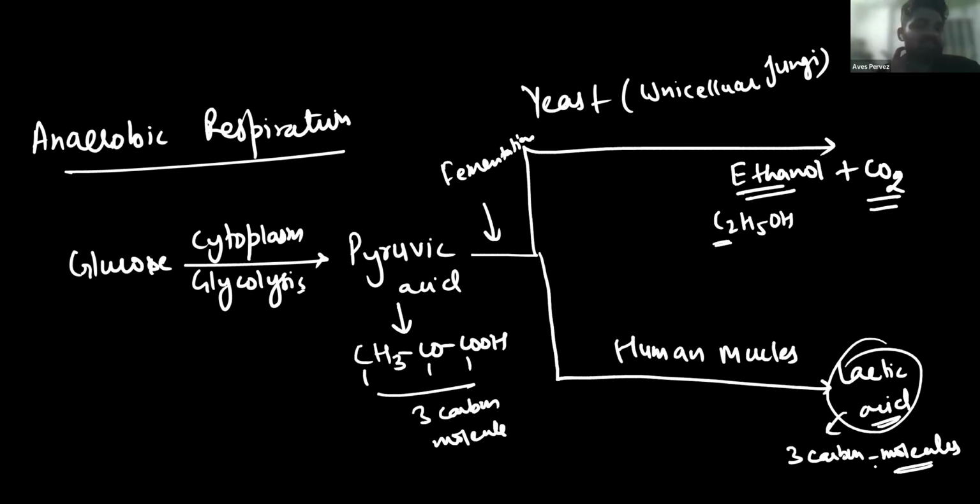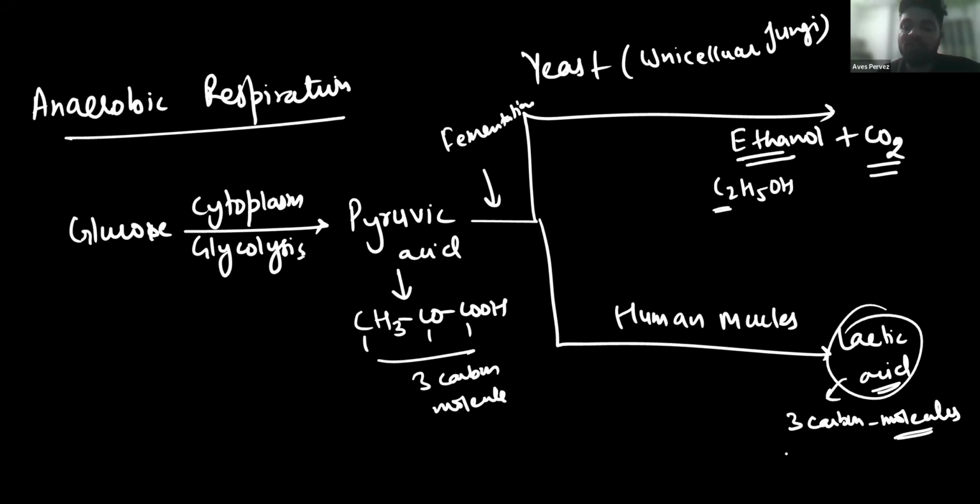Okay, so if it is a 3 carbon molecule, then it will not give you carbon dioxide. Only lactic acid will be formed. No carbon dioxide is produced in the human muscles, and the result, the lactic acid, when you inject acid, you will simply say that lactic acid just gives you the pain feeling. So it is done in the absence of oxygen.